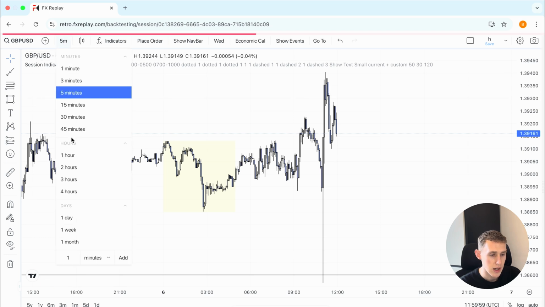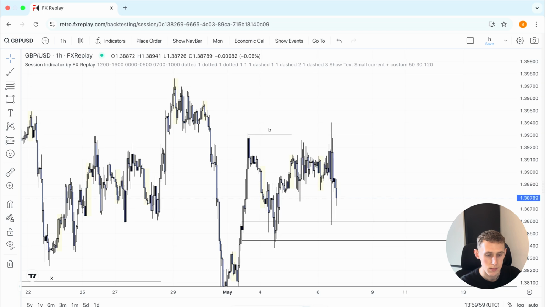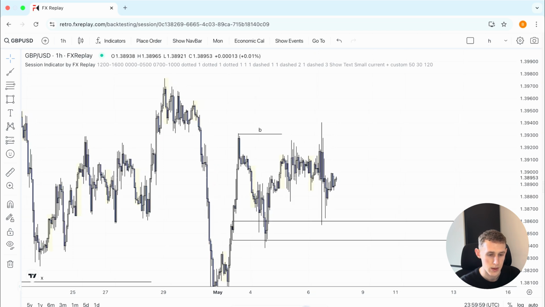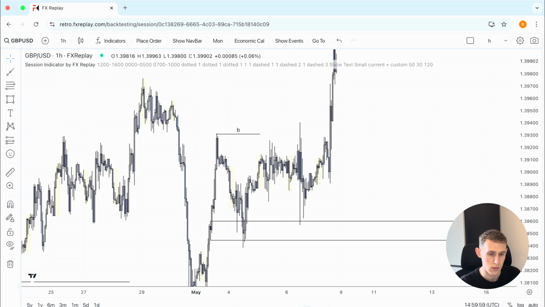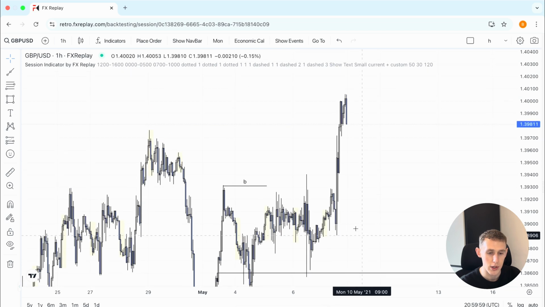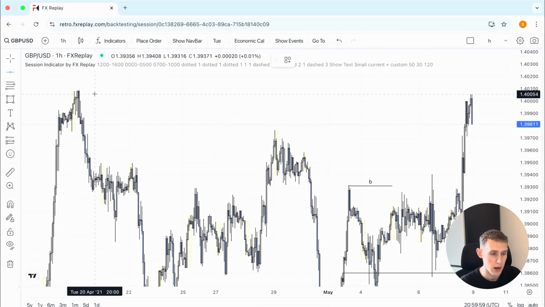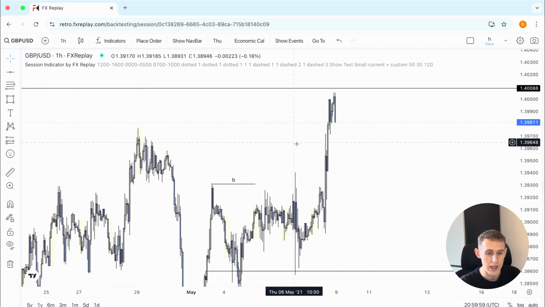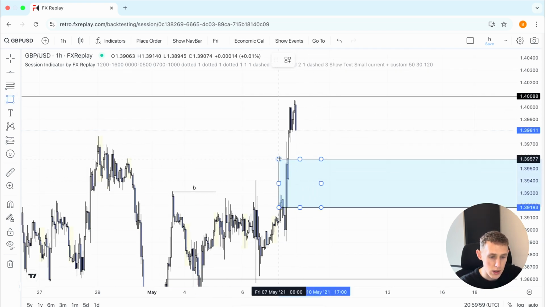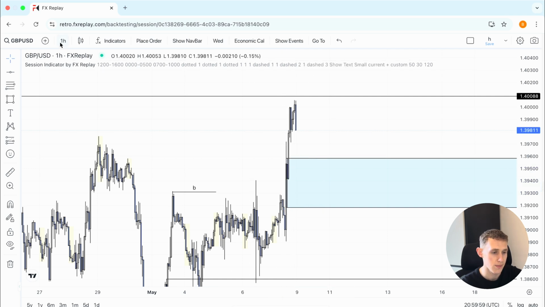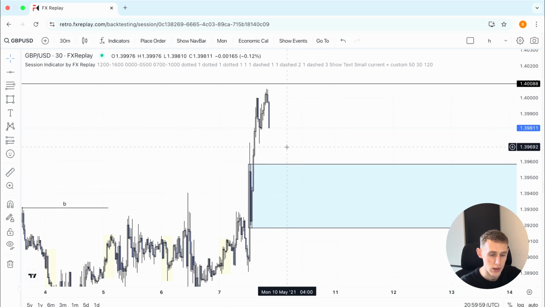Not really seeing any clean areas at the moment, so I'm just going to let price develop slightly more. Okay, there we go. So price continuing to push up. Still hasn't swept this high, so I'm going to mark that on. Looking to trade price up into that level. We do have now actually a clear area of demand just here. So maybe if we can get a pullback into this zone, we can look for longs.